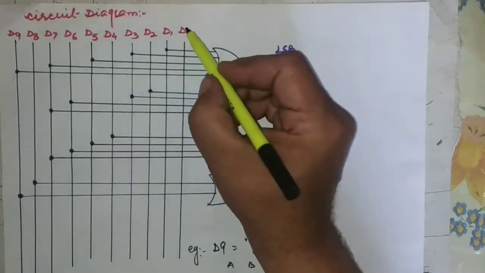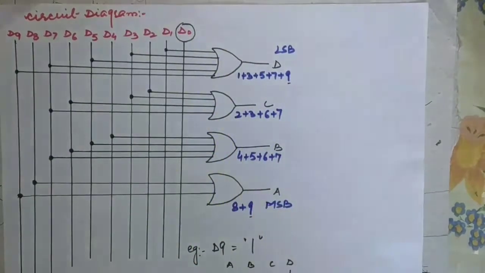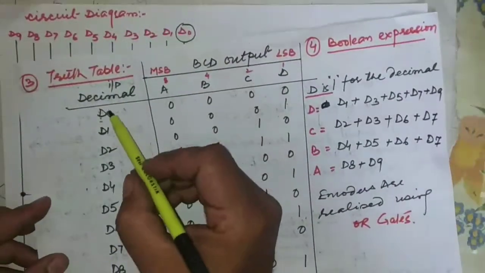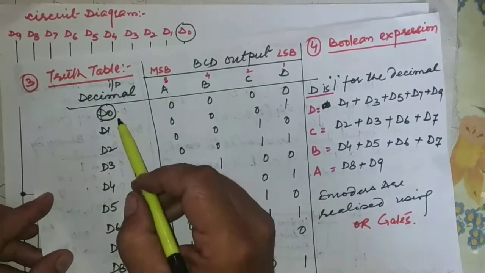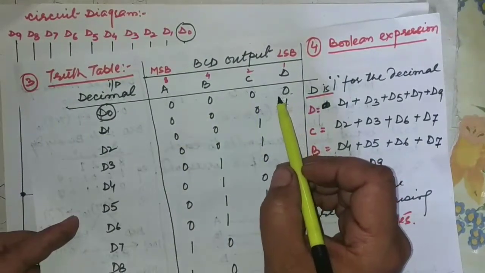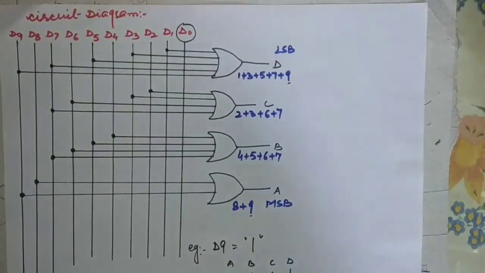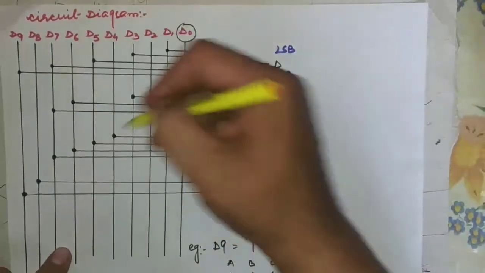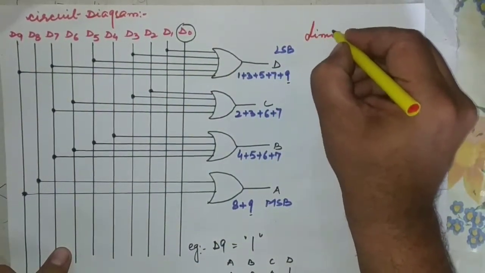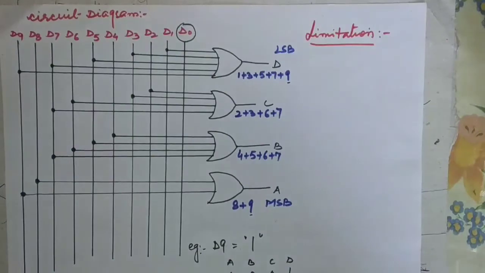And you know that this particular input D0 is not connected to anywhere, so we will consider it as a don't care input. And when D0 is actually active, all the outputs are zeros. So that means there is no connection of D0 to any of the OR gates. So this is about the circuit diagram, and what could be the limitation of this type of encoder, meaning the BCD encoder.